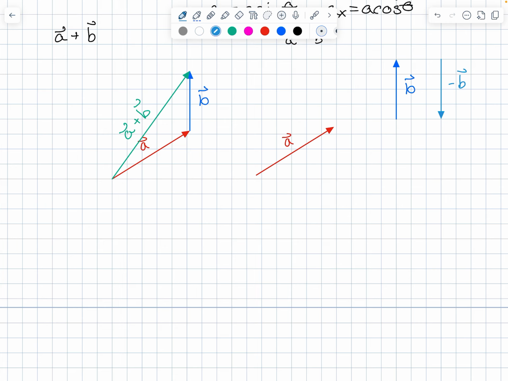And so what we can do is walk in the direction of vector A, and then walk in the direction of negative B. And so this vector from here to here, I meant to make it a dotted line, but apparently it is a dotted line, it's a little weird, is vector A minus B.